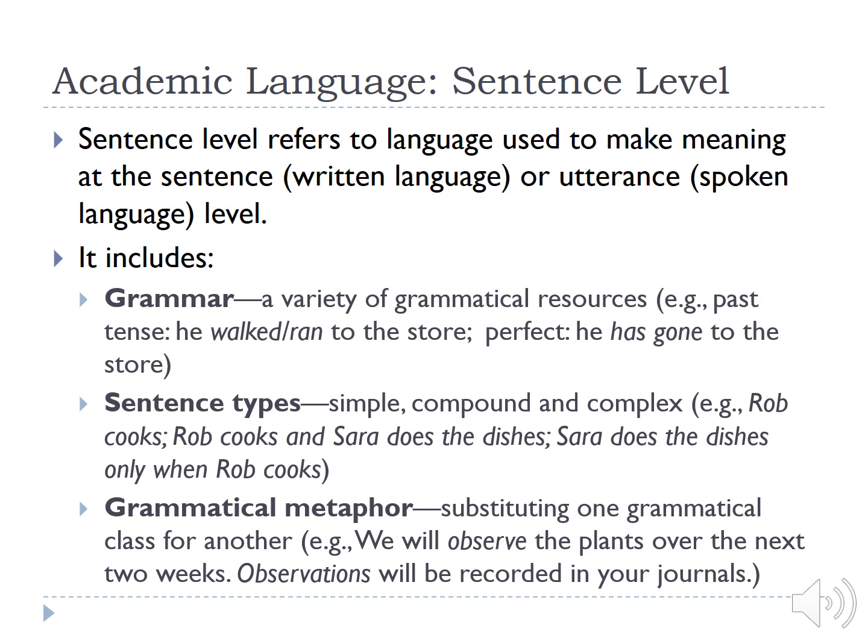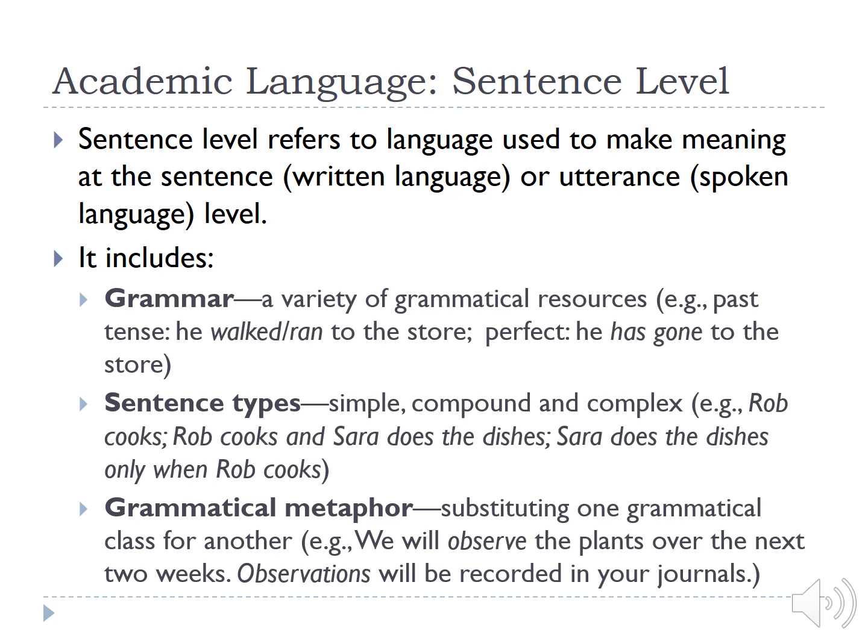The sentence level accounts for the ways words are put together within a sentence or utterance. In natural conversation, people don't really speak in full sentences all the time, so we call those utterances, a string of words that a speaker uses to convey an idea. Grammar refers to the grammatical resources that people use to convey meaning. For example, the way verbs change to show whether an event took place in the past, present, or future. Sentence types refers to the ways phrases and clauses are joined together to make longer or shorter sentences.